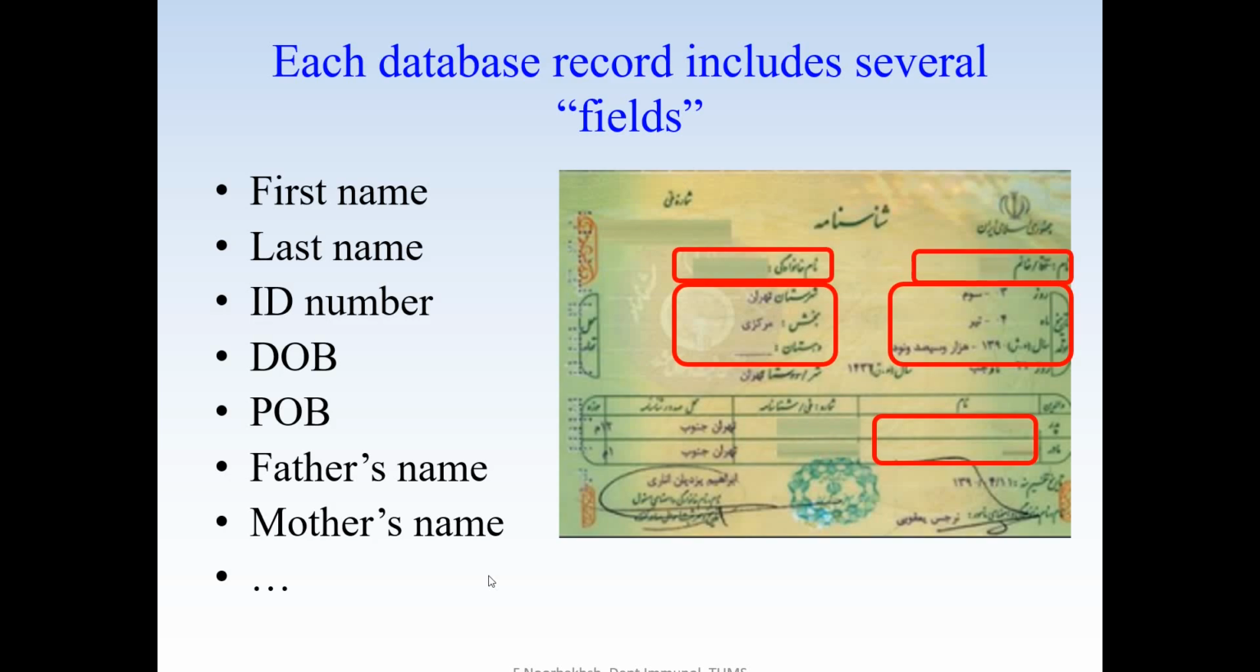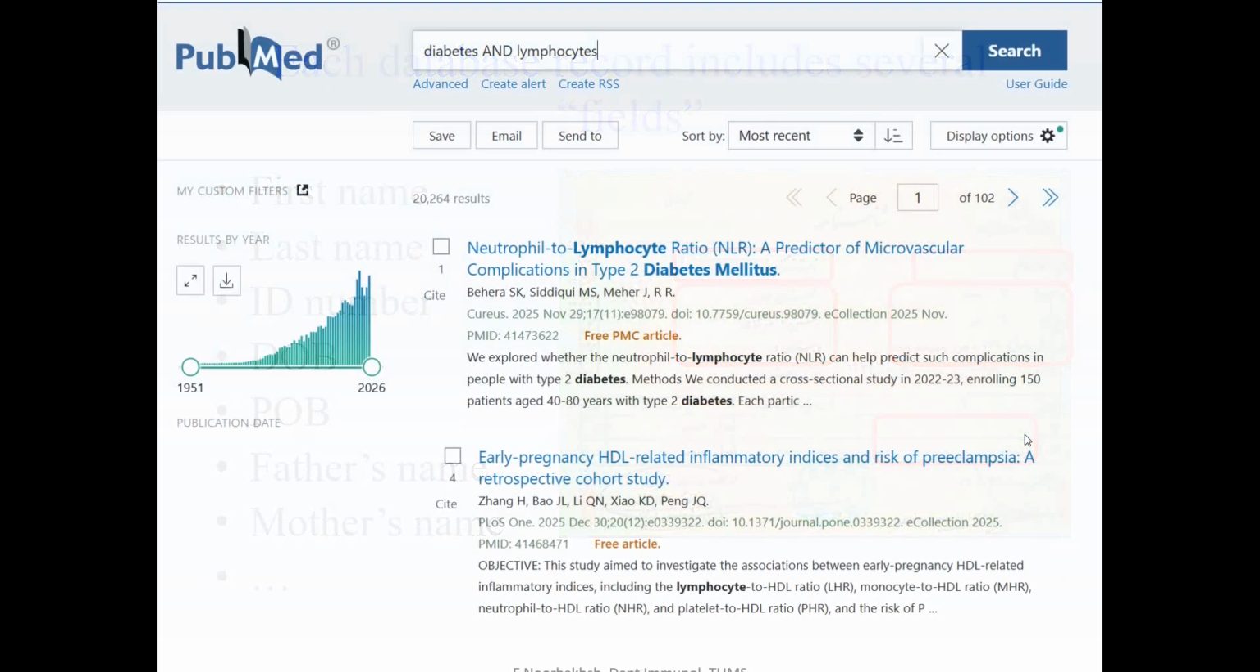Reza might appear in the last name as well, like Rezai and Rezazadeh. So all people who have Reza in their last name would also appear, and also people whose father's name is Reza would also be retrieved, because you haven't specified the field in which you're looking for that name. So this is exactly the same for online databases like NCBI databases.